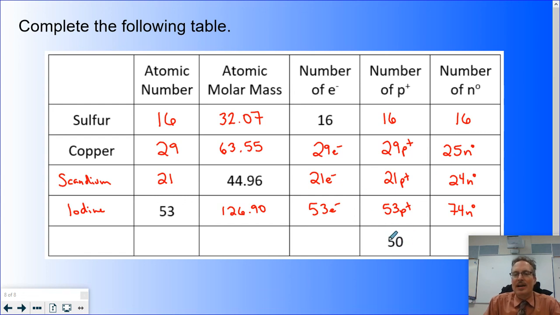So last but not least for an atom, if we have 50 protons, we will also have 50 electrons. If we have 50 protons, that also means our atomic number is 50. So element number 50 on our table is tin, Sn. The mass number of tin is 118.71, so that rounds to 119. 50 plus what is 119? And I believe that is 69 neutrons.